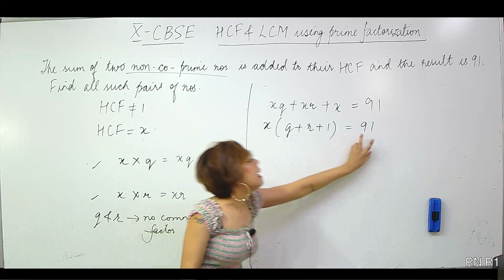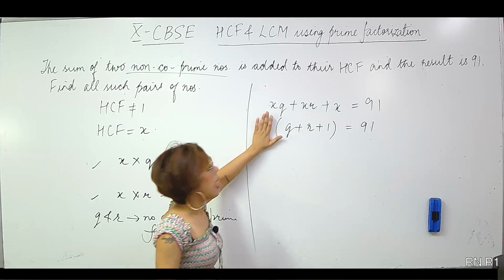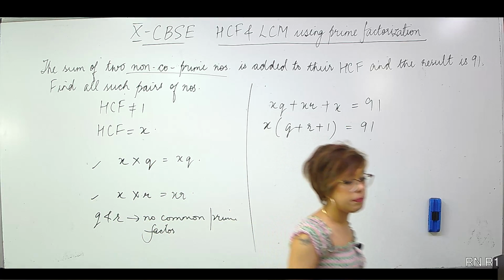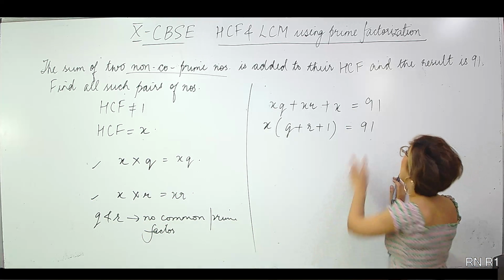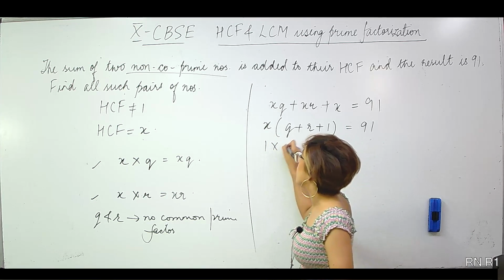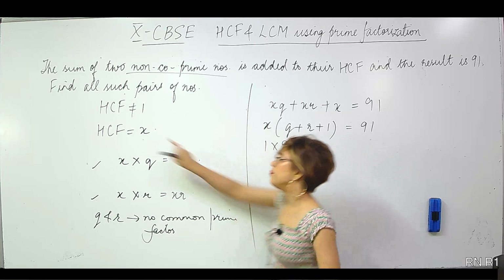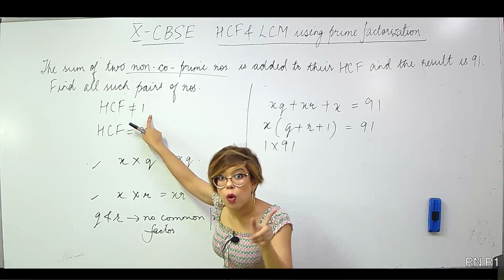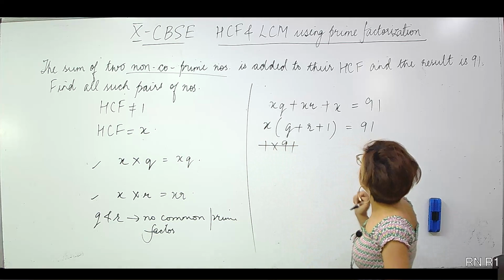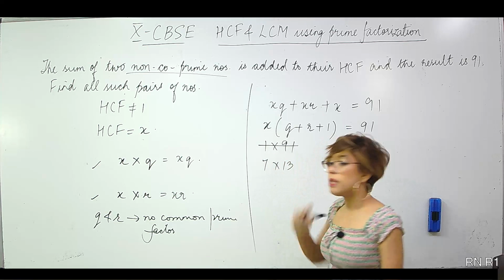Now mind it, 91 is the product of two numbers. In fact, product of two natural numbers. Why? X is definitely a natural number. This quantity is definitely a natural number. So let me write 91 as product of two natural numbers. So you can say 1 into 91. Mind it, can X be equal to 1? No, he specifically said no. So that means this cannot be the case. How else can I write it? 7 into 13. That can be the case.